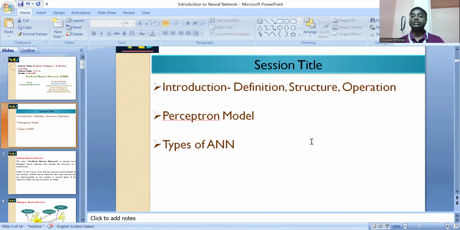So today's session titles are Introduction, that is the definition of the artificial neural network, its respective structure and the mechanistic operation. Then I will highlight the perceptron model, and finally I will discuss the different types and the bias function or activation functions needed for the artificial neural network.